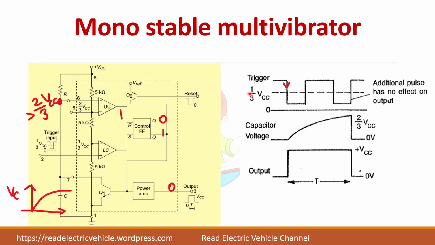So this is how this 555 timer will work as a monostable multivibrator. We are getting a single pulse here. This happens only if we give a trigger pulse.